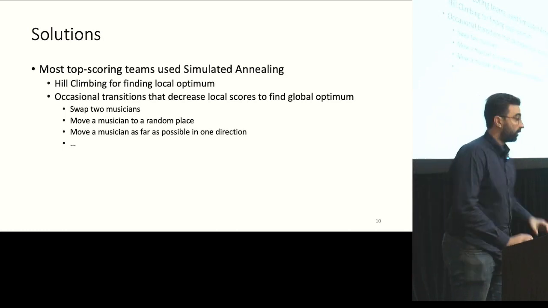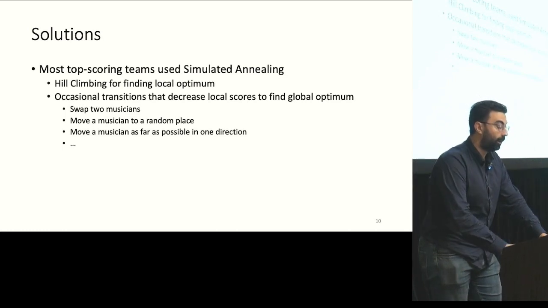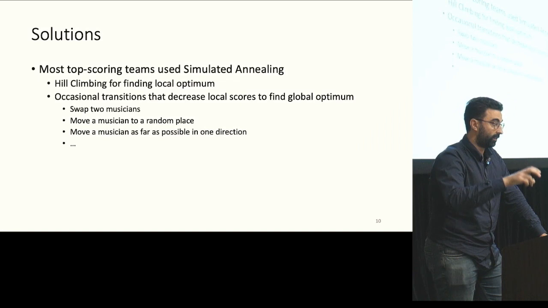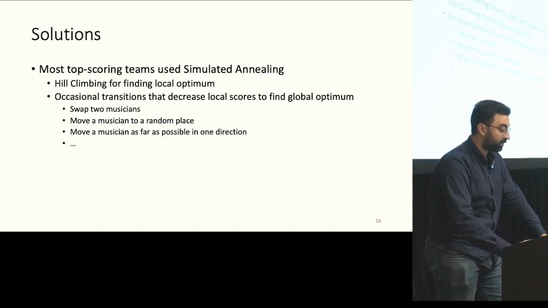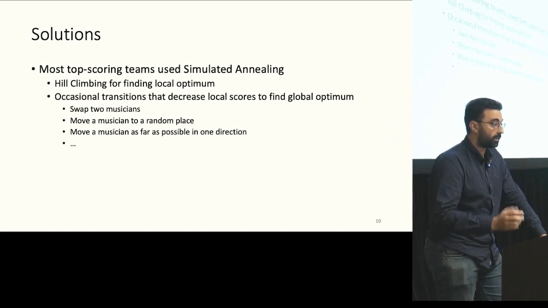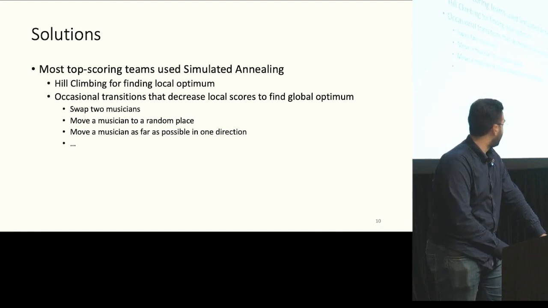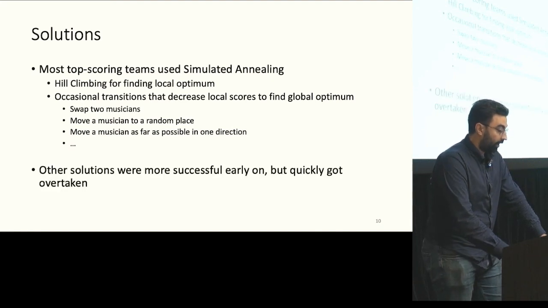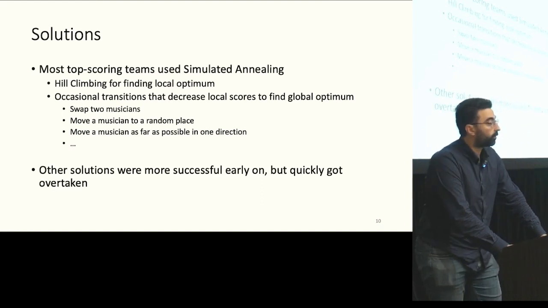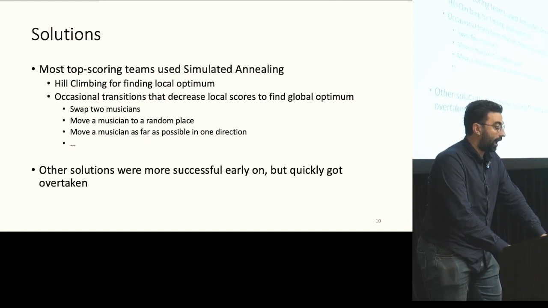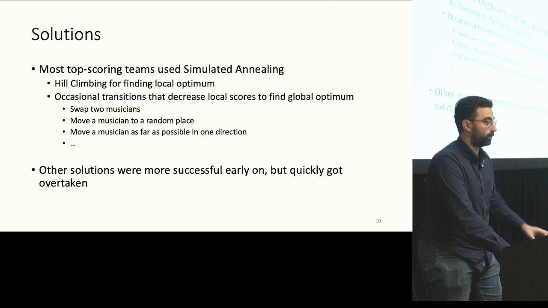And so some of the transitions that were considered by contestants were, for instance, swapping, starting from a related position, swapping two musicians, or moving a musician to a random place, or moving one musician as far as possible on the stage in one direction, while remaining a valid solution. And so unfortunately, other solutions were tried and proposed by several people, and despite being very successful early on, while simulated annealing didn't have time to converge, very quickly it got overtaken, and that's why most of the top-scoring teams ended up using similar approaches.